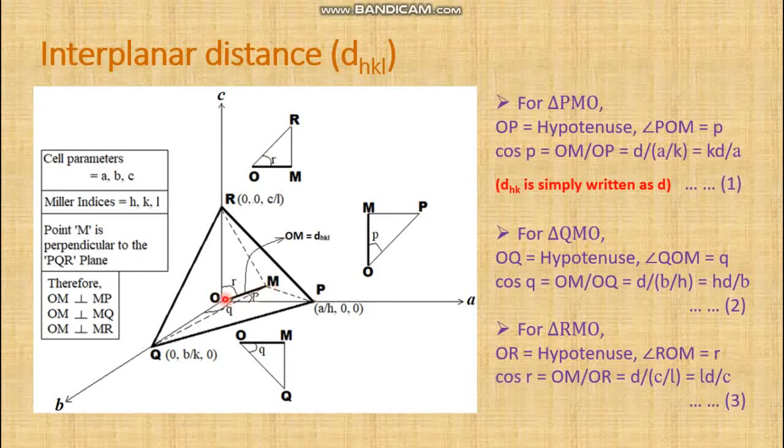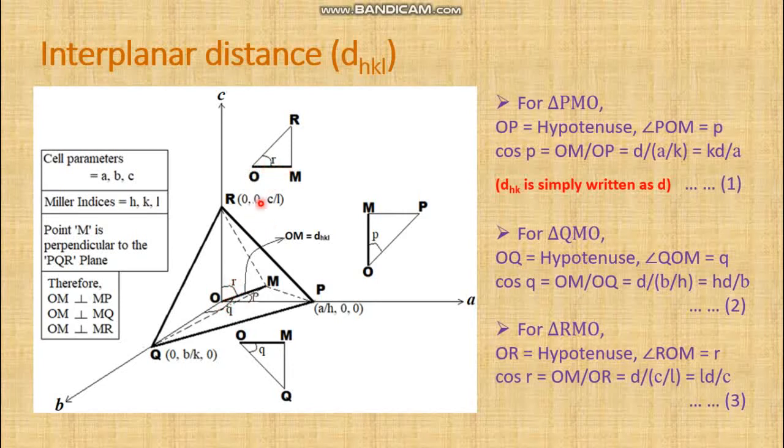Now on the A axis it is making a triangle. Actually it is making 3 triangles. Along A axis one triangle, along B axis another triangle, and along C axis the third triangle. So along A axis it is forming a triangle OMP. Along B axis it is forming a triangle OMQ, and along C axis it is forming a triangle OMR. So these are the 3 triangles, and this line OM is making the angles P, Q and R with the A axis, B axis and C axis respectively.